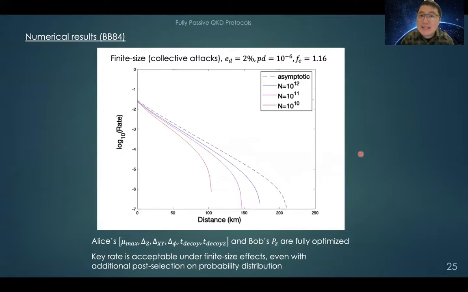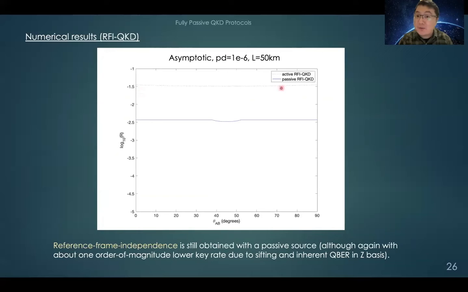We also show it for the finite-size case with collective attacks. As we can see here, even with Alice doing a lot of post-selection and shaping the intensity to her liking, we still have an acceptable key rate, even with relatively small data sizes, like 10 to the power of 10. Lastly, we also tried it with RFI QKD for the asymptotic case. We fixed the distance and scanned across different misalignment angles. As we can see, reference frame independence can still be attained even with a passive source, although again we lose about 1 order of magnitude of key rate because of the sifting and QBER in the Z basis.